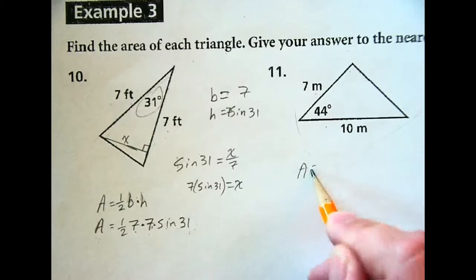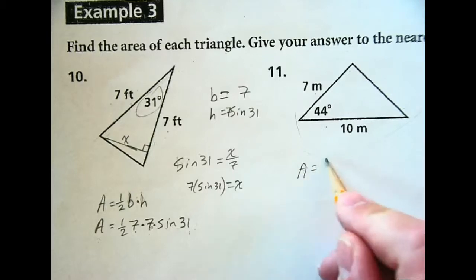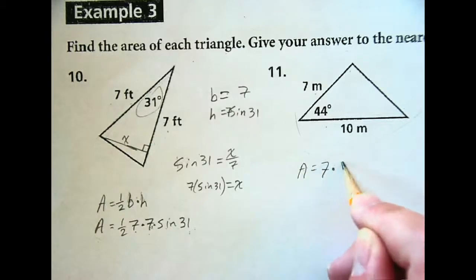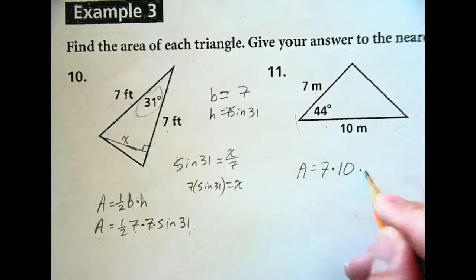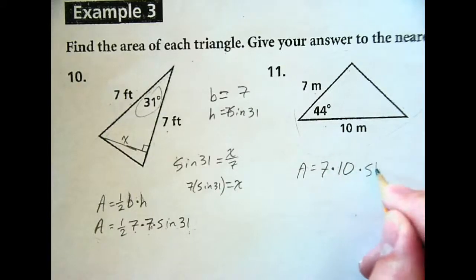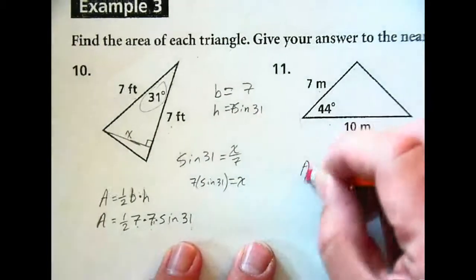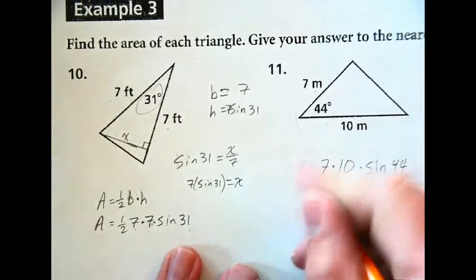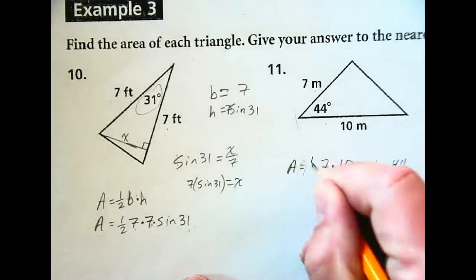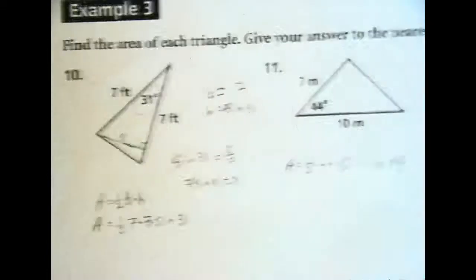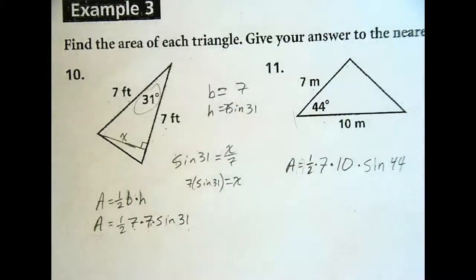Area is equal to 7 times 10 times sine 44. Wait, what am I missing? 1/2. We need the 1/2 in there. How many see the pattern? Look at where the 7s, 10s, and 44s are.